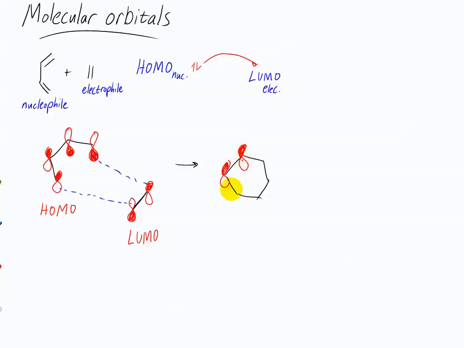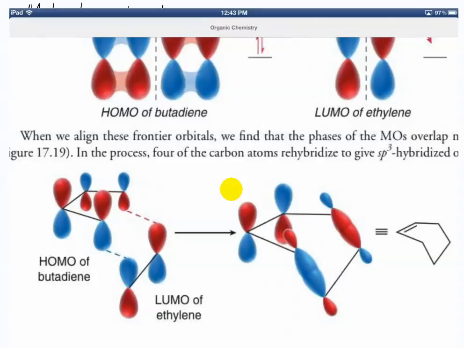That's the bonding one. The other one's the anti-bonding one. Right. There's a good picture of this in the book that I'm not going to try to draw. Let's look at it. You've got the HOMO of butadiene, which we just drew, the LUMO of ethylene, which we just drew. They come together to form those new sigma bonds. And so now you have something like this. And that's your Diels-Alder product.